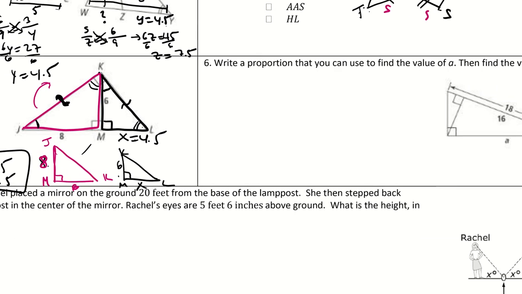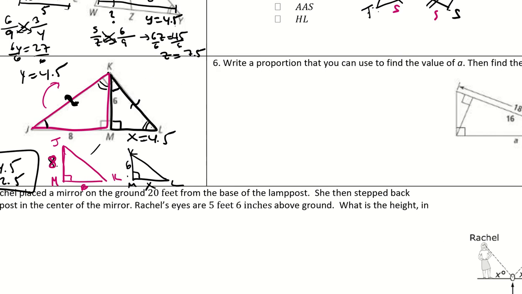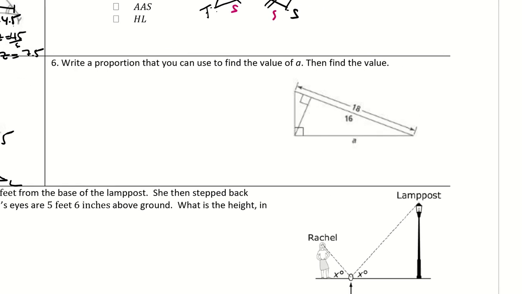All right, number 6. We're going to use number 5 in order to do number 6 because they're very similar. They're the same type of problem. Write a proportion that you can use to find the value of A, then find that value.